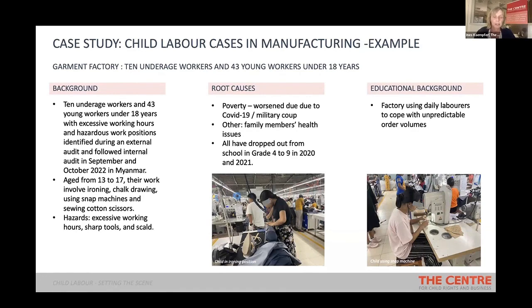Clearly, these children were driven to take on this work due to the worsened poverty of their families. Myanmar is going through a military coup, and COVID-19 has all worsened their situation. Then, as the factories themselves were coping with that, these two things came together and made these workers very available to the factories as short-term laborers. All of them were already out of school. None of them managed to continue combining school and work. All of them had dropped out.